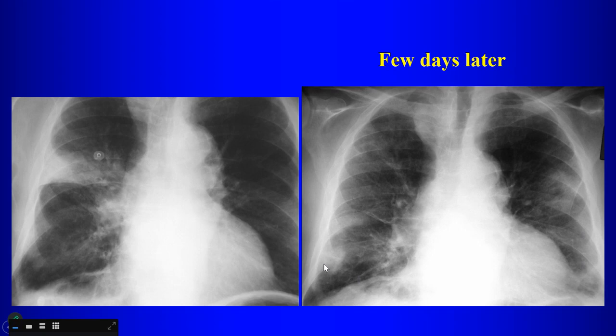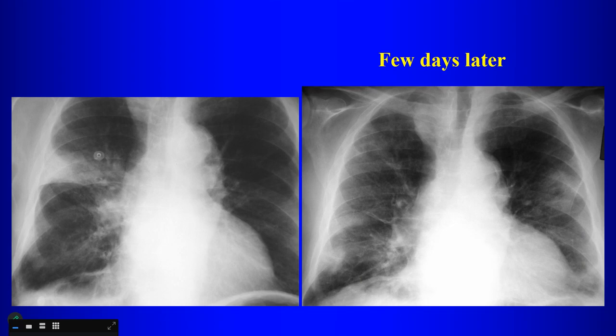What about the left side? See anything on the left side? At the base. Yeah, there's something here, also here. The location of these opacities are what? Peripheral. Now, what do we call it when we start out with a consolidation and then it's in different locations? We call this what? Migratory, right. So you have these migratory consolidations.